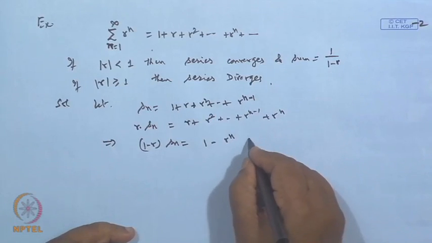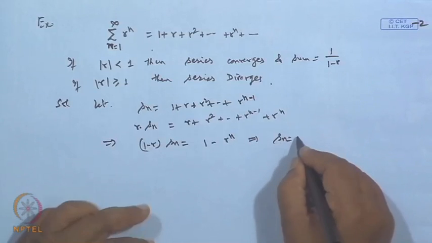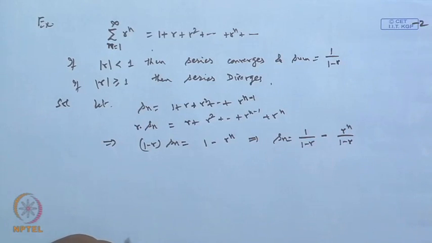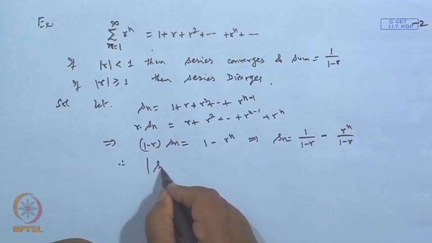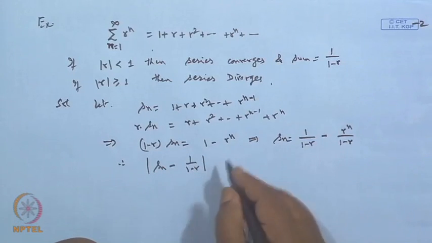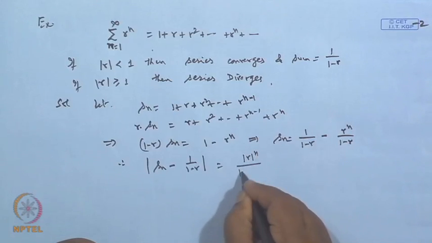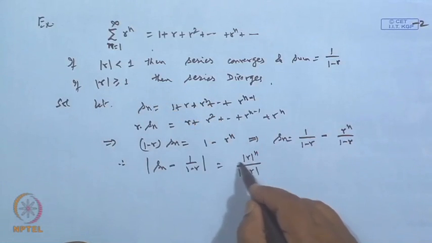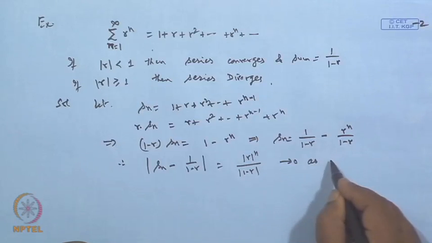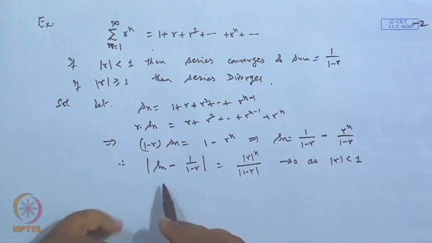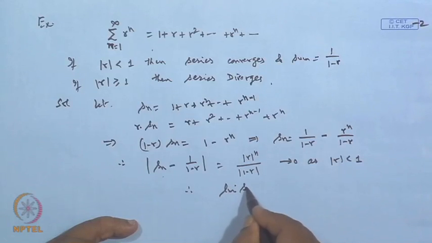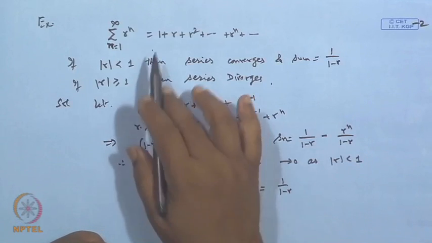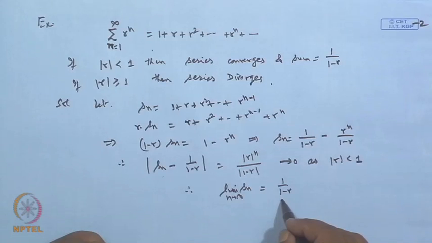So, S n becomes 1 minus r to the power n over 1 minus r. Consider mod of S n minus 1 over 1 minus r, that is equal to mod of r to the power n over mod 1 minus r. Now, I am choosing r fixed, but it is less than 1. If it is less than 1, this term will go to 0. So, this tends to 0 as mod r is strictly less than 1. Therefore, the limit of S n as n tends to infinity exists and equals 1 over 1 minus r. So, this series converges to the sum 1 over 1 minus r.